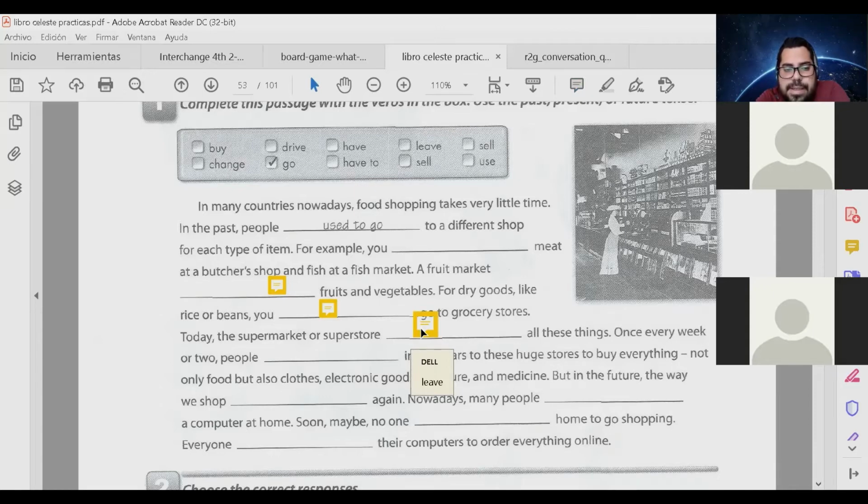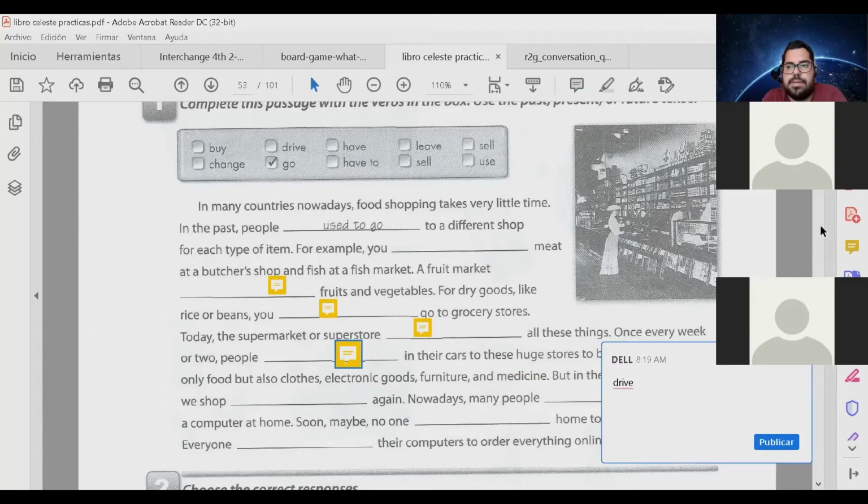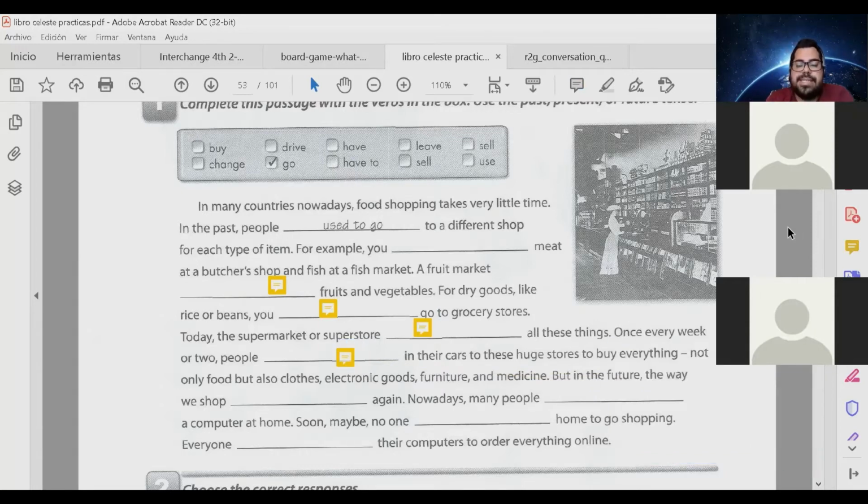Once every week, or to people, sorry. There you have the drive. Okay, could be drive. Let me write it here. In their cars to this store to buy everything. Look at that word, guys. To buy everything there. In their cars to this huge, right? Huge means like enormous or really big. Okay, huge. In their cars to these huge stores to buy everything.